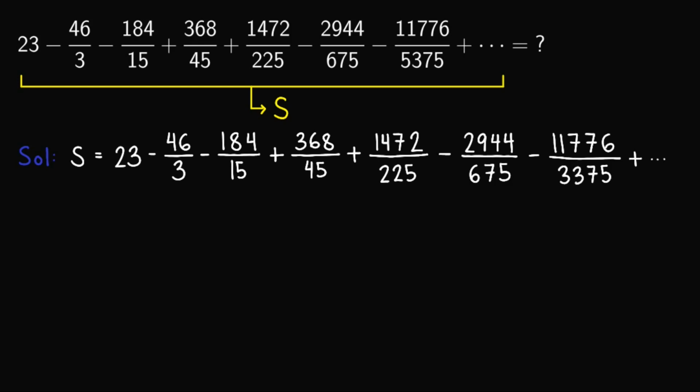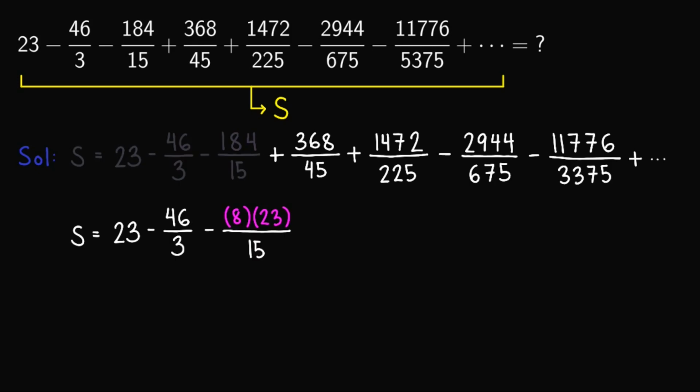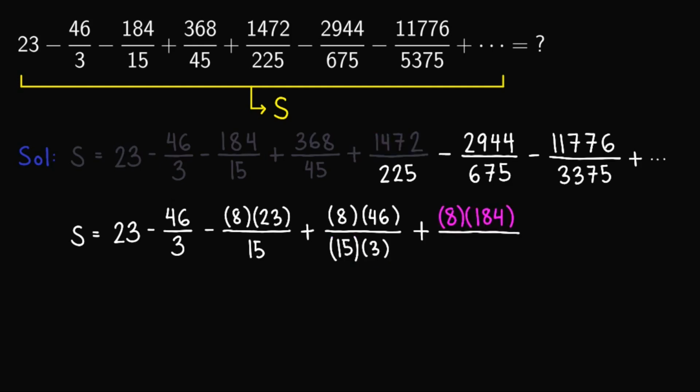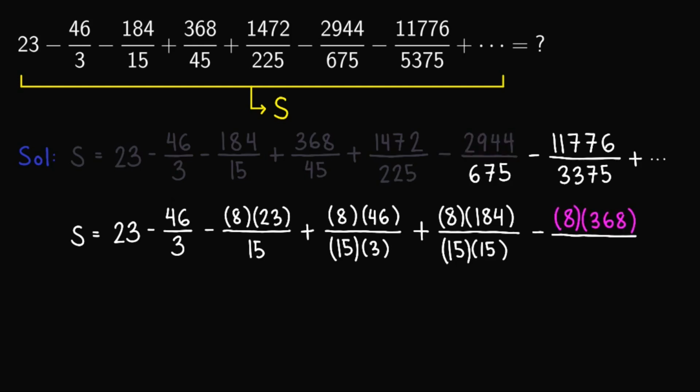Then from here, observe that 184 here can be split into 8 times 23. 368 out here can be split into 8 times 46, and 45 out here can be split into 15 times 3. 1472 out here can be split into 8 times 184, and then 225 can be split into 15 times 15. 2944 splits into 8 times 368, then 675 splits into 15 times 45, and so on.